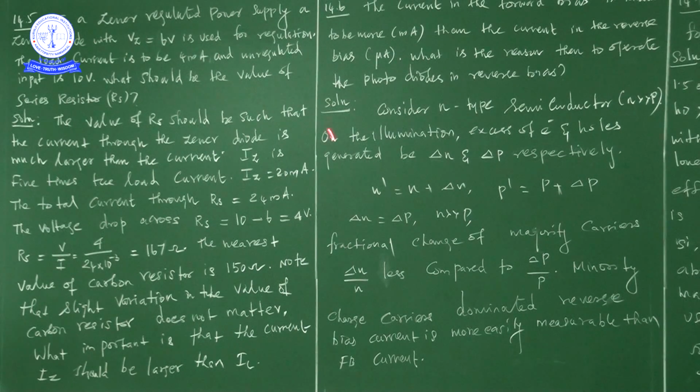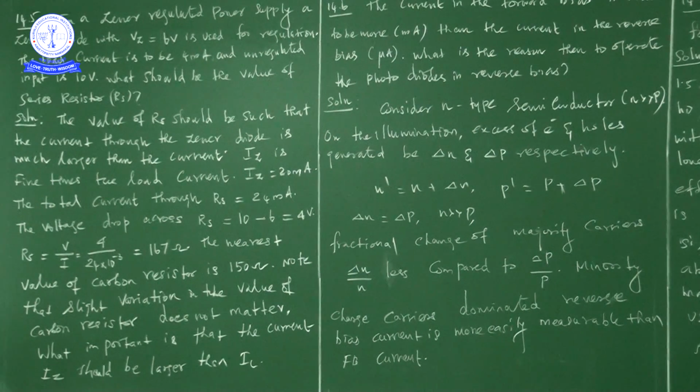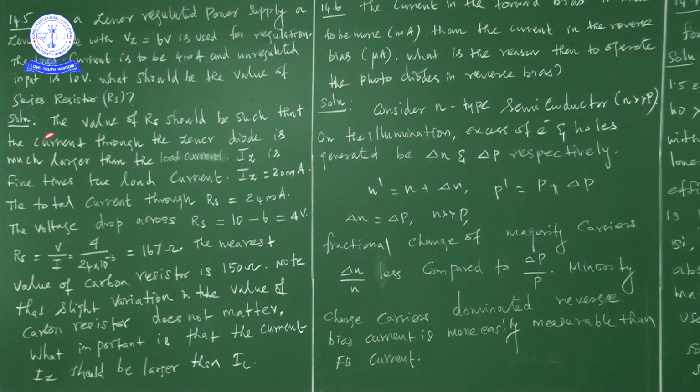See the solution. The value of RS would be such that the current through the Zener diode is much larger than the load current. If you go for the voltage regulation, first we need to know the basic rule: the Zener current is always much larger than the load current. Load current is the current where we are taking the output. The current across the Zener diode is known as the Zener current.